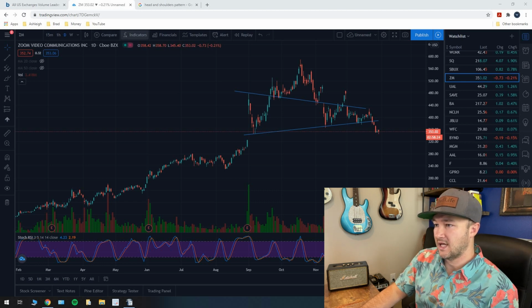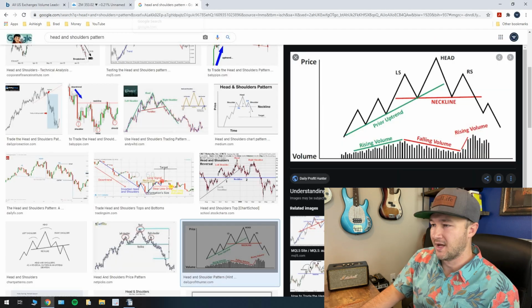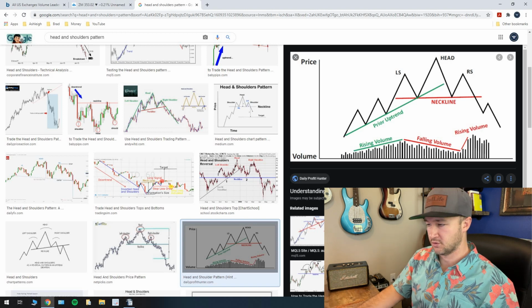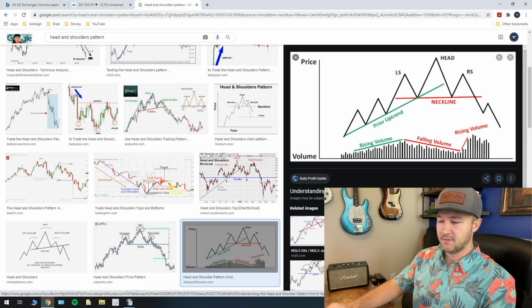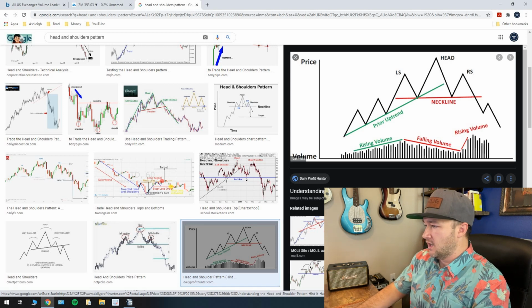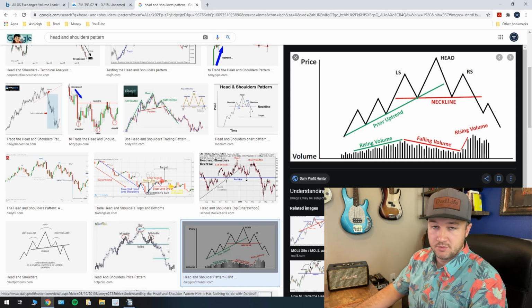I'm going to show you guys what a head and shoulders pattern is. I just Googled head and shoulders pattern. You can do this too. It's really easy. You type in head and shoulders pattern, click on images, and you'll get 1,000 of them. But I just pulled up one that looked pretty good to me.